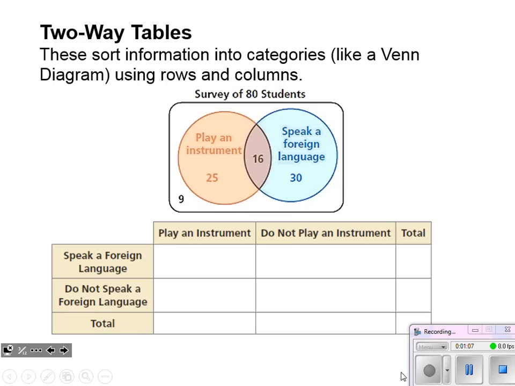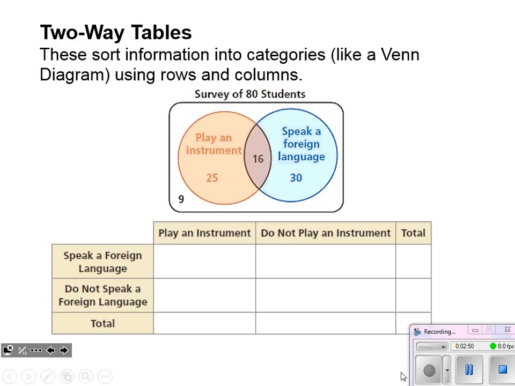So to organize this into a two-way diagram, we're going to use rows and columns to kind of put those numbers into place. So I'd like you to take a second and pause the video and try to fill in this table using the rows and columns with the information from the Venn diagram, and I'll check back in a couple seconds to show you where those numbers go.